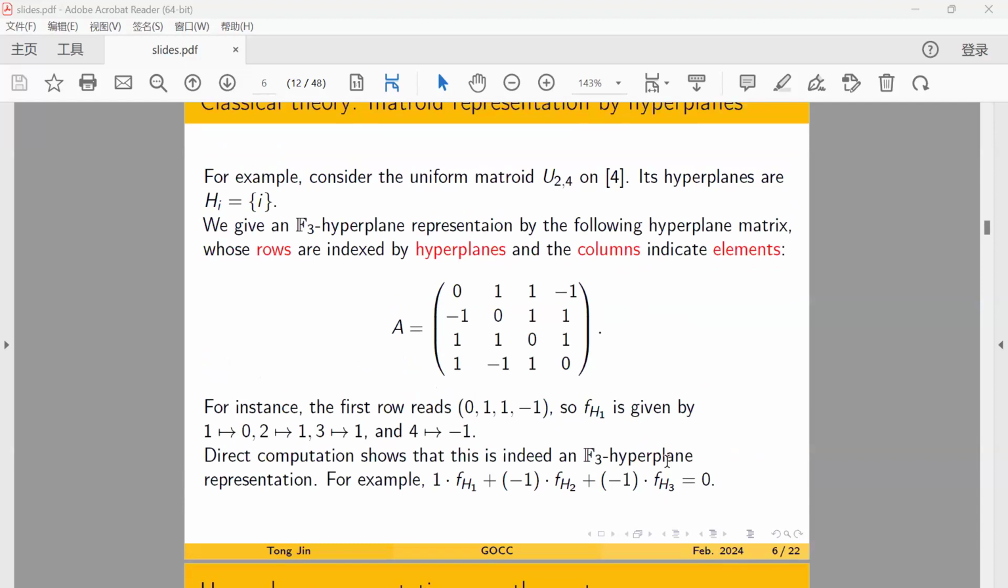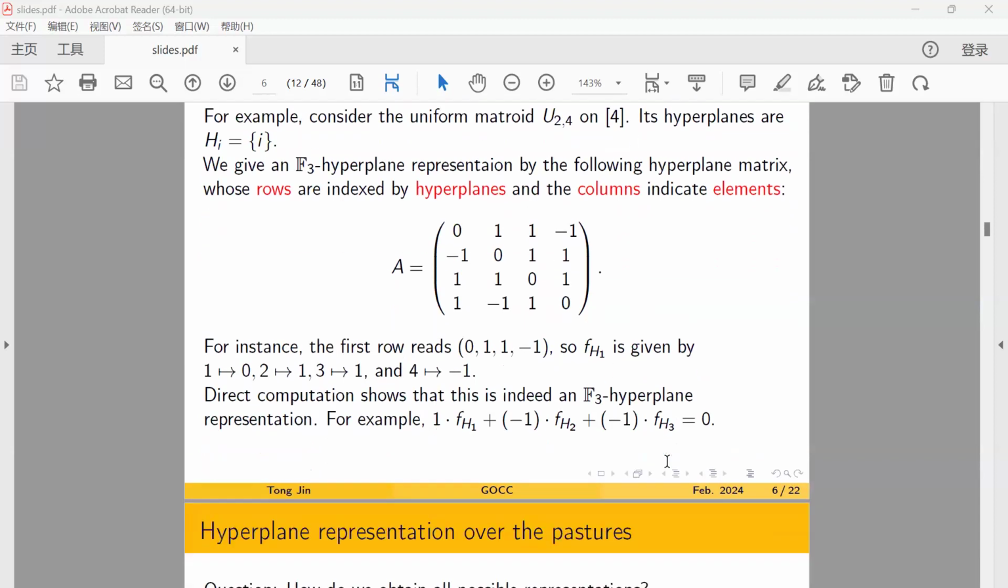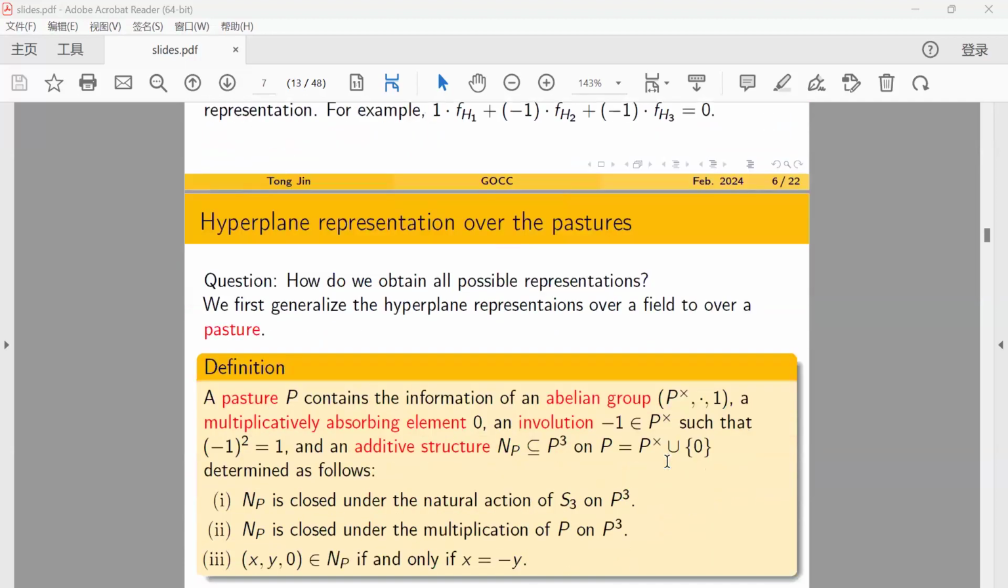Now, our question here is, how do we find all of the possible representations of a matroid by hyperplane functions? And actually, let's do it in a more generalized format. Let's look at the representations, not just over a field, but over a more general algebraic structure that we call a pasture. So a pasture will encode the information for the linear dependence. We say that there are only 3 terms for the linear dependence, so we only record the information when 3 elements sum up to 0.